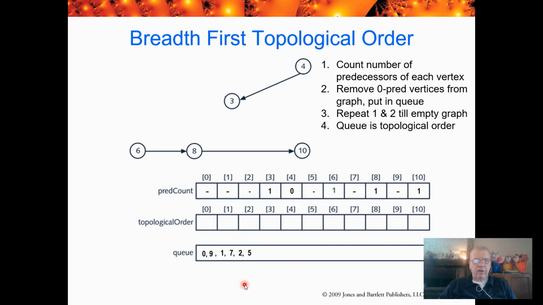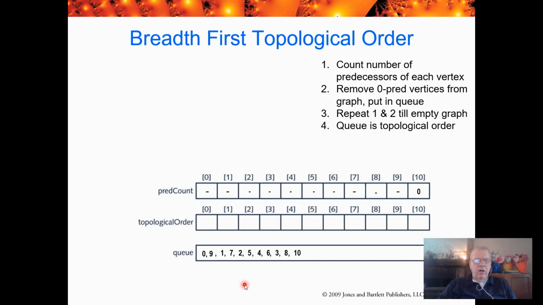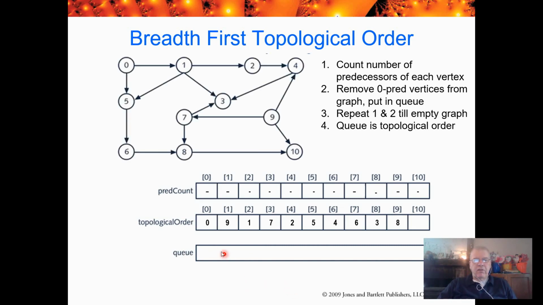Repeat 4 and 6. Put them in the queue. Repeat for 3 and 8. And now node 10 is the only one that has no predecessor, so we put it in the queue. And then when we're done with the queue, we can dequeue the queue and put them in the topological ordering. Now, some places say every time you put them in the queue, you enqueue them and then you immediately dequeue them. Either way works out the same.